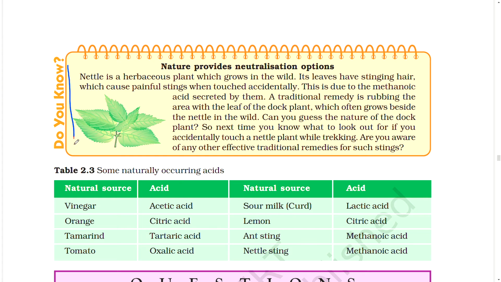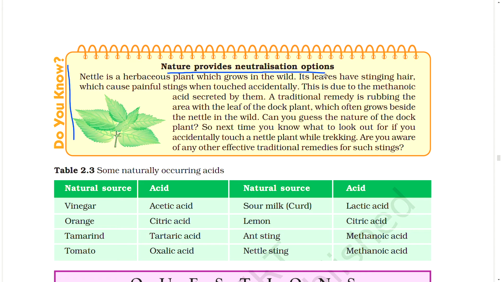Do you know? Nature provides neutralization options. Nettle is a herbaceous plant which grows in the wild. Its leaves have stinging hair, which cause painful sting when touched accidentally. This is due to the methanoic acid secreted by them.